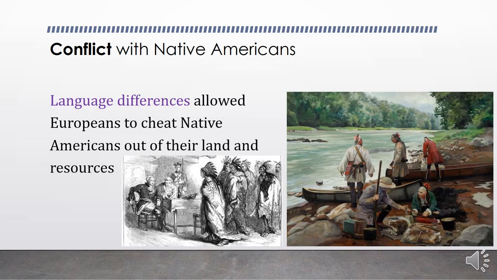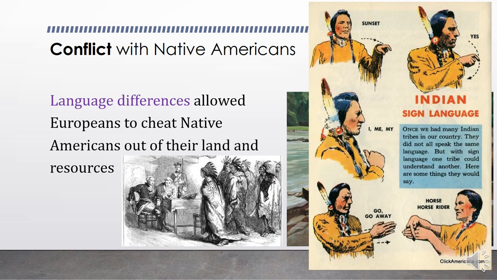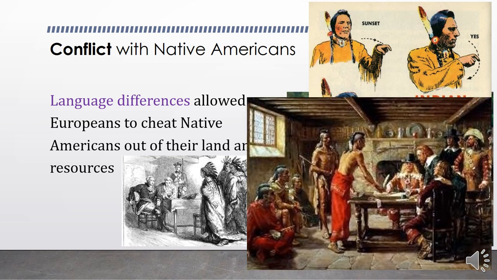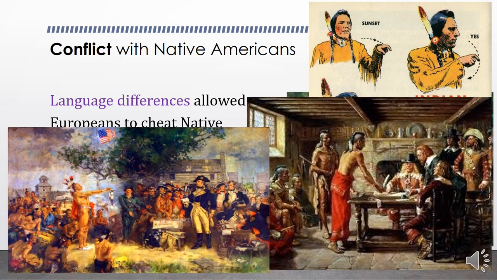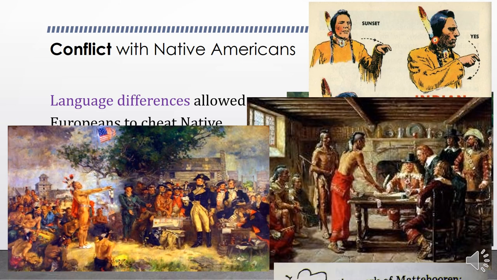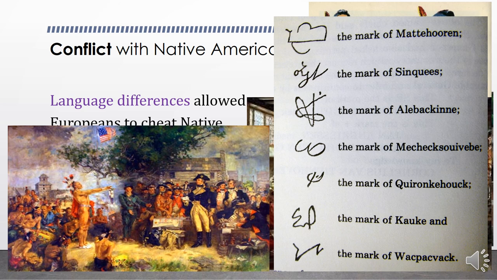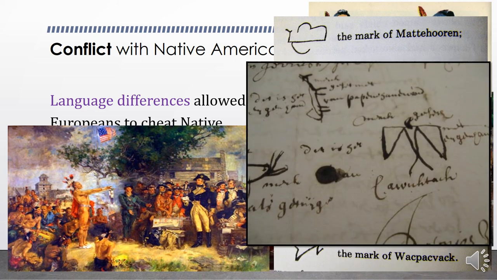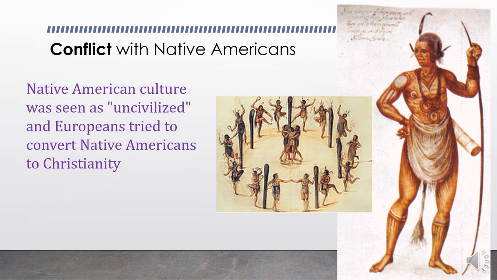Language differences allowed Europeans to cheat Native Americans out of their land and resources. Despite Indian Sign Language and that kind of thing, when a peace treaty was signed, it was very unclear to the Native Americans that they were giving up their land in order for the Europeans to establish farms and permanent settlements. And again, here are really interesting marks of different Native Americans who signed treaties. The Europeans. As we know, conflict continues with the Native Americans' perception of the English.